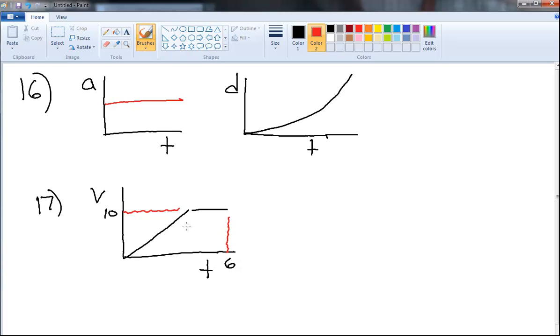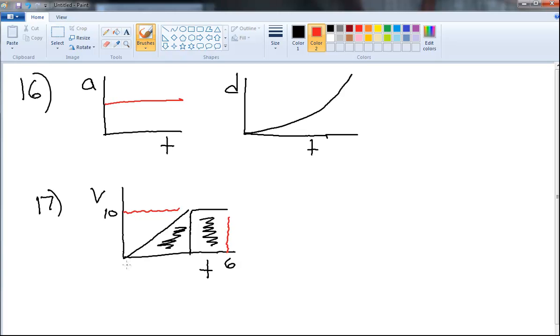If we want to find distance from a velocity graph, we have to find the area underneath it. So in order to do that, we can break this up into 2 shapes. We can find the area of this shape here, find the area of this shape here, add the 2 together, and that'll be our total.